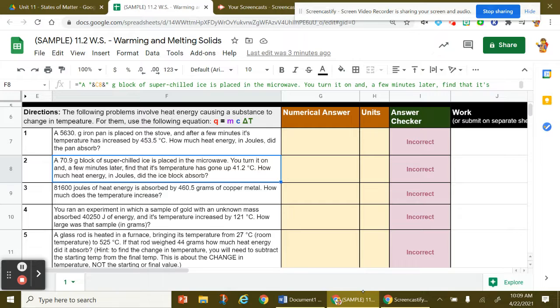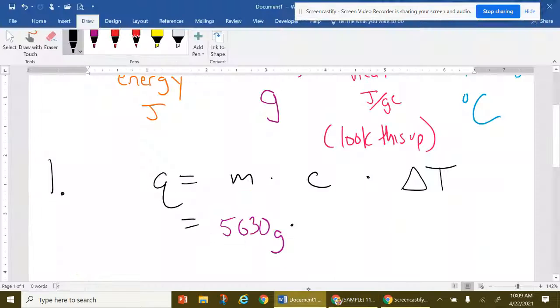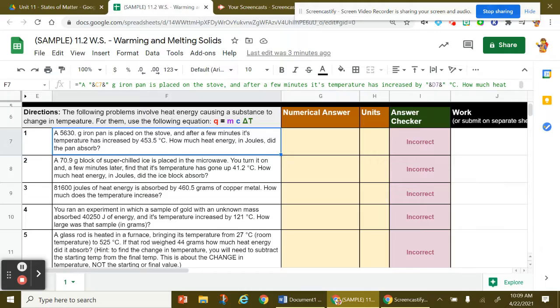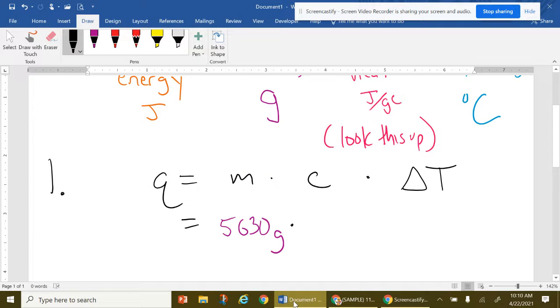They tell us that the temperature increased by 453 degrees Celsius. That's the temperature increase. That is the change in temperature. So the temperature increased by, and I have a really bad memory, so I have to write this down on paper in front of me, 453.5 degrees Celsius. Okay, so that's the temperature change. The temperature change is 453.5 degrees Celsius.